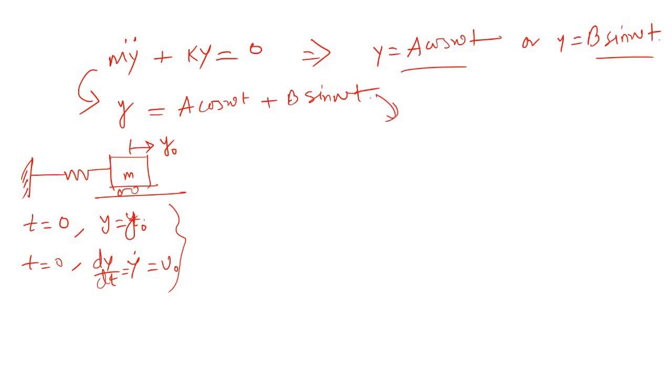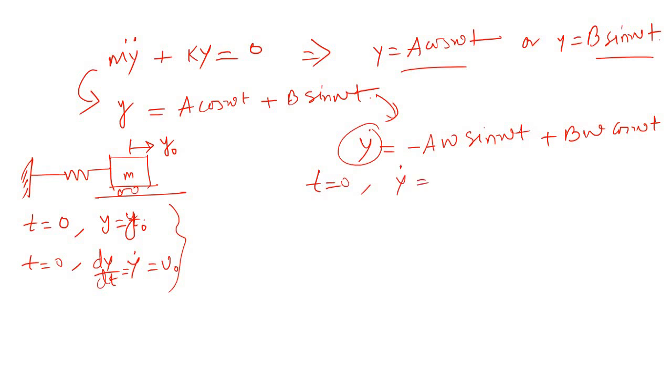So from this equation we can say that y dot or dy/dt is minus a omega sin omega t, plus b omega cos omega t, right? So this is y dot. At t equal to 0, y dot is, this one is 0 and this one is b omega, right? And this is nothing but v0, because our initial condition was that at time t0 the velocity was v0.